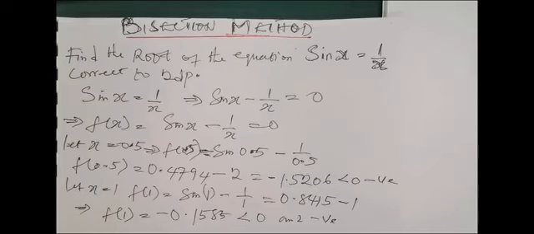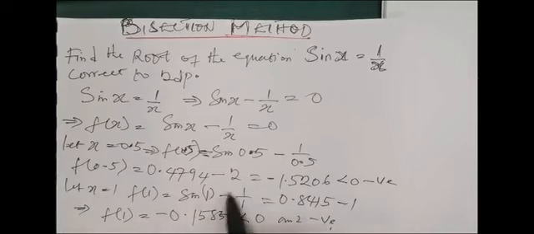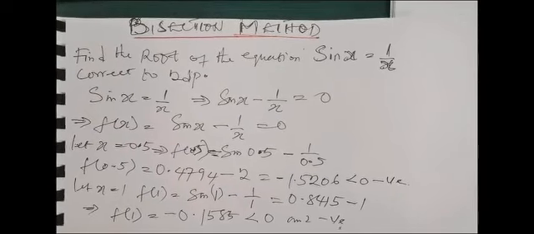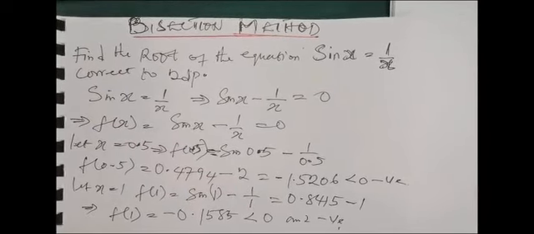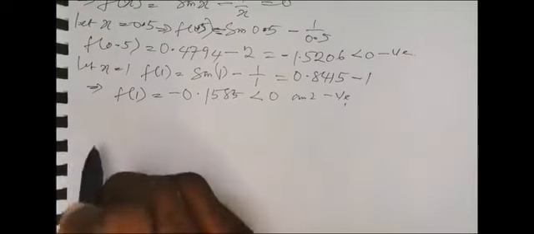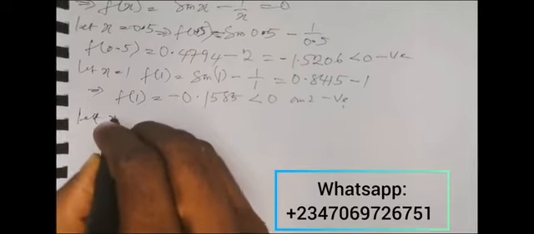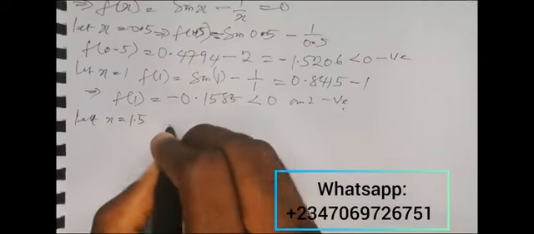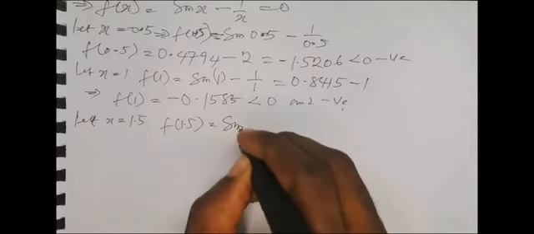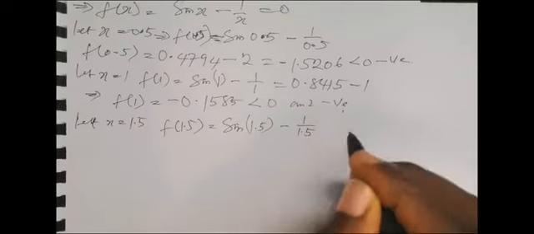So we've obtained two values that are negative. This is negative, the previous substitution also gave us negative, and we are looking for a positive value. So we try another value. Since we've done f of 1, now let's let x be equal to 1.5. So we find f of 1.5, which is going to be equal to sin 1.5 minus 1 over 1.5.